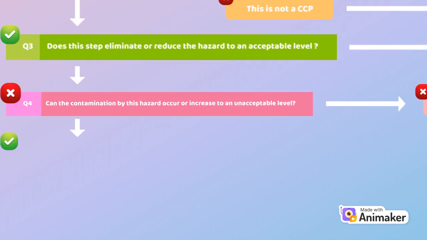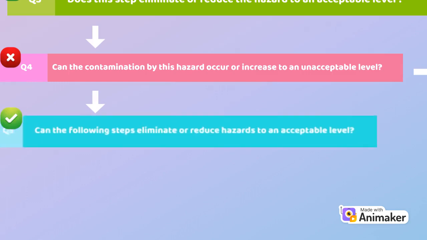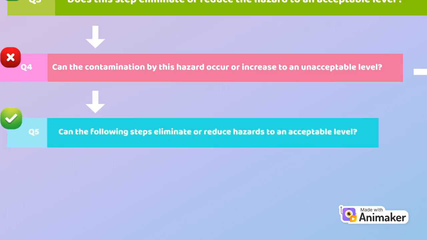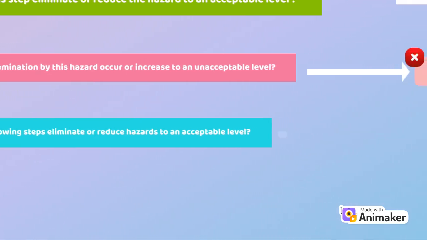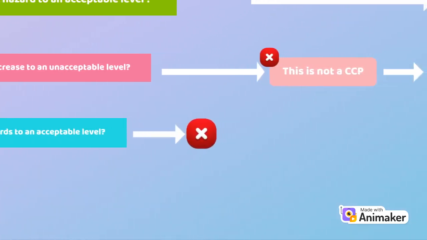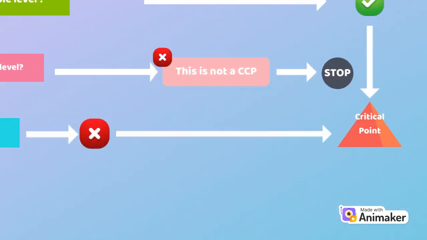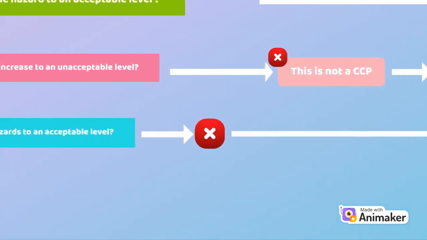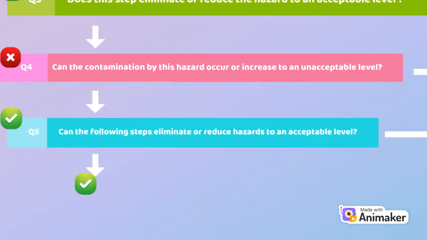Can a later step eliminate the hazard or reduce it to an acceptable level? The purpose of this question is to identify hazards that threaten the safety of the product, but which can be controlled by a later stage of the manufacturing process. If there is no subsequent step or operation in the process to control the identified hazard, then this step is a CCP. In contrast, if there is one or more subsequent operations that eliminates the identified hazard, or reduces it to an acceptable level, it isn't a CCP.